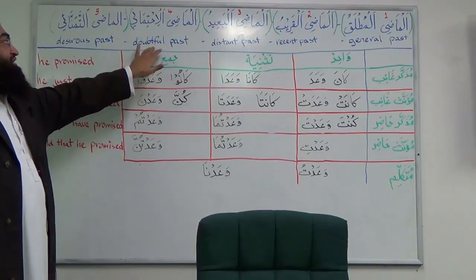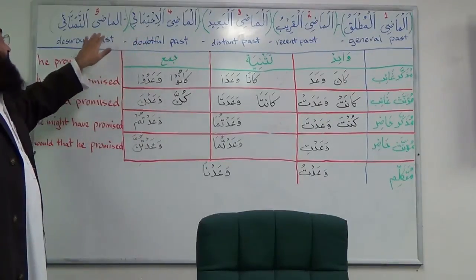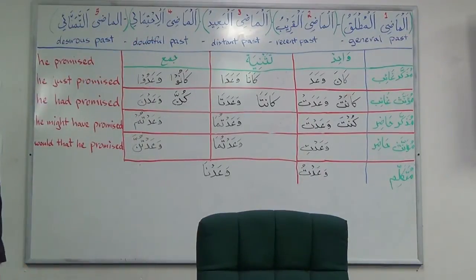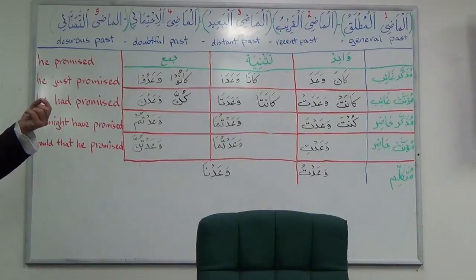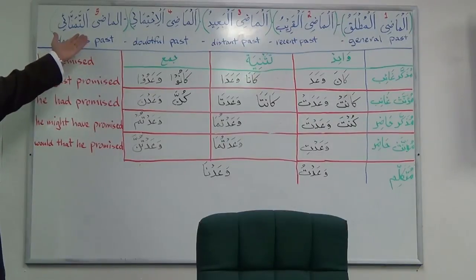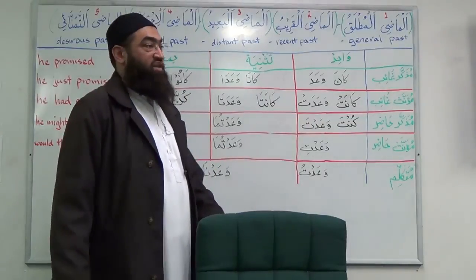Madi Ihtimali means the doubtful past. Perhaps it happened in the past. And then Madi tamannai, the desirous past, meaning would that it would have happened. So, you know, this last ayah of Surah An-Naba that I mentioned, وَيَقُولُ الْكَافِرُ, and the kafir will say, Ya laytani, would that I would have been dust. So the word layta is used, and that's what I'm going to explain. When you add a laytama, then it becomes desirous past.